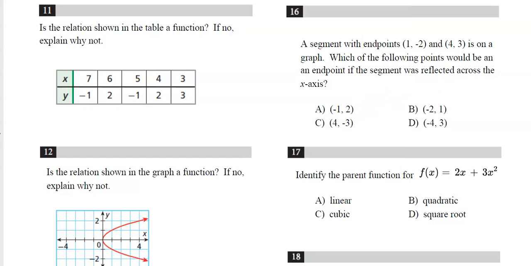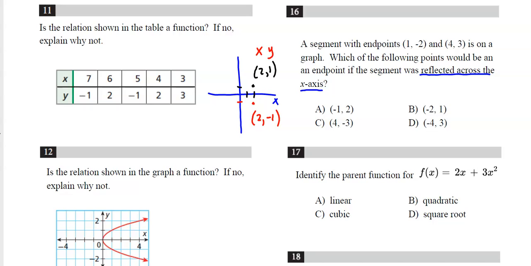We are reflecting across the x-axis. So think about this. This is the x-axis. If I have some point, let's say we have a point living here at 2, 1. Well, if I reflect over the x-axis, that means I jump down here, and I'm now at 2, negative 1. So if you notice, the x value stayed the same, but the y changed its sign. So we need the x to stay the same and y to change its sign.